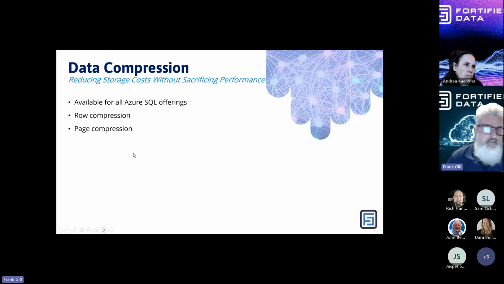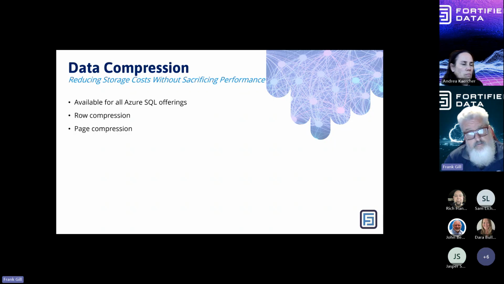Data compression is available for all of the Azure SQL offerings I've talked about: SQL on an Azure VM, managed instance, and Azure SQL database. What data compression does is reduce the amount of storage that you need. It also reduces the amount of I/O that you need to get your data from disk into memory, because the data is only decompressed when it gets to memory.